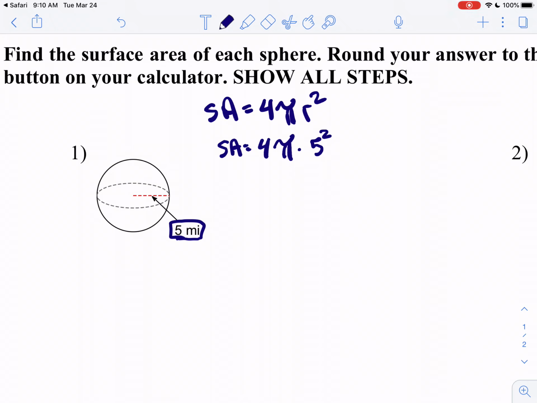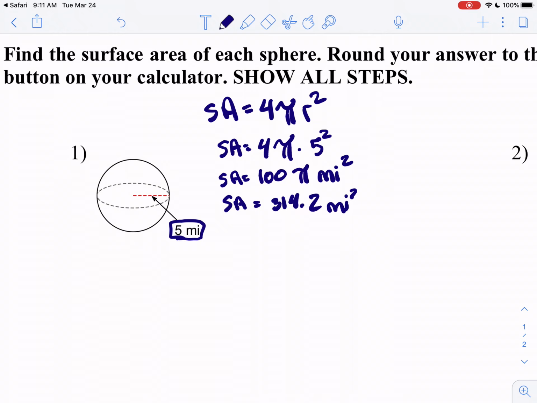So I'm first just going to type in my calculator 4 times 5 squared, which would be 100. So SA equals 100 pi miles squared, because it's area, right? We're only squaring the radius, so it's squared. Then I'm going to take on my calculator 100 times pi. I'm doing it on my phone. And then we get, rounding to the nearest tenth, surface area is 314.2 miles squared. So those are our 2 answers.